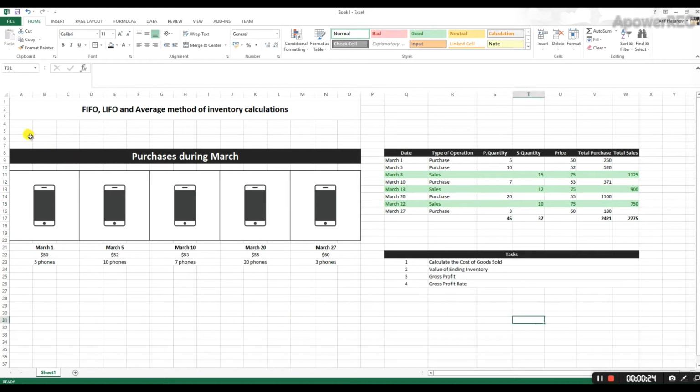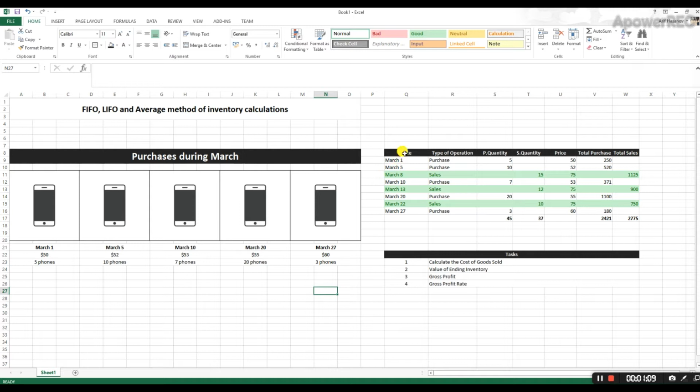On the left side of the screen, we can see that we had purchases of some phones during March. The first purchase was 5 phones, each costing $50, and then on the 5th of March, the 10th, 20th and 27th, each time we have different quantities and different prices for the phones. This is because most of the time prices increase, they almost never decrease, but there can be some cases when prices are decreasing.